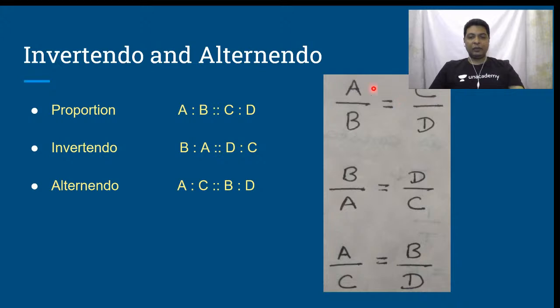So I have just explained it over here. If A by B is equal to C by D, take the reciprocal, B by A will be equal to D by C. This is called invertendo. Cross multiply, replace B by C and C by B, you will get A by C is equal to B by D. This is also called alternando.